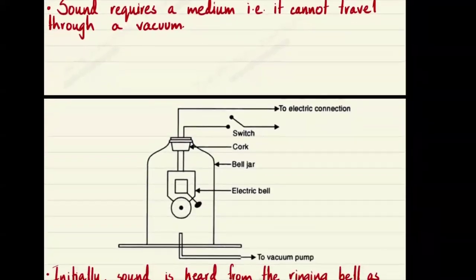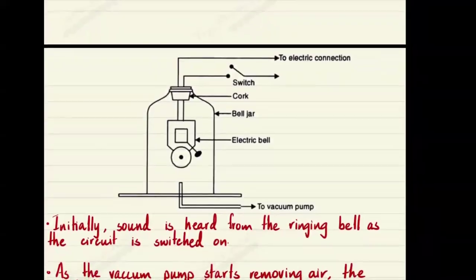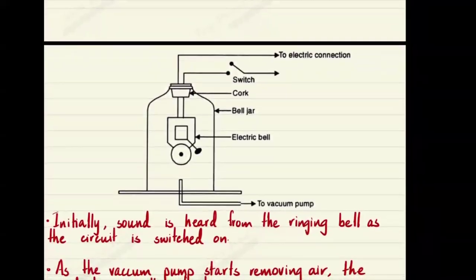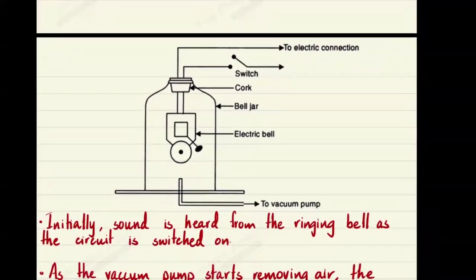There's an experiment to verify this. It's called the bell jar experiment. The idea is this. You will have a glass bell jar, secured using this cork. Inside this is placed an electric bell. Additionally, there are also some connections to a vacuum pump here.